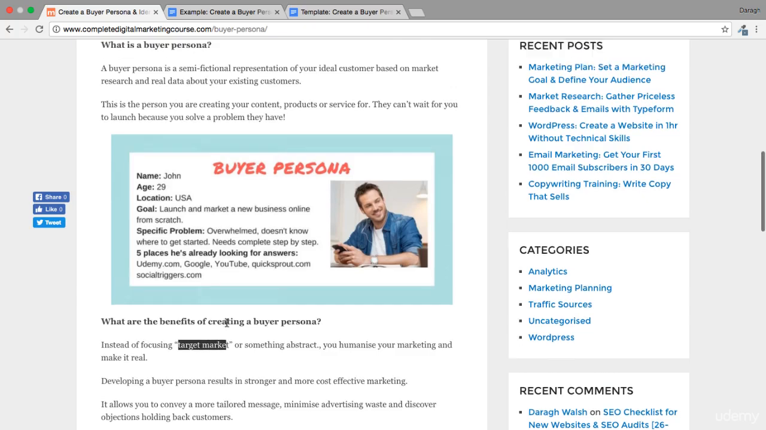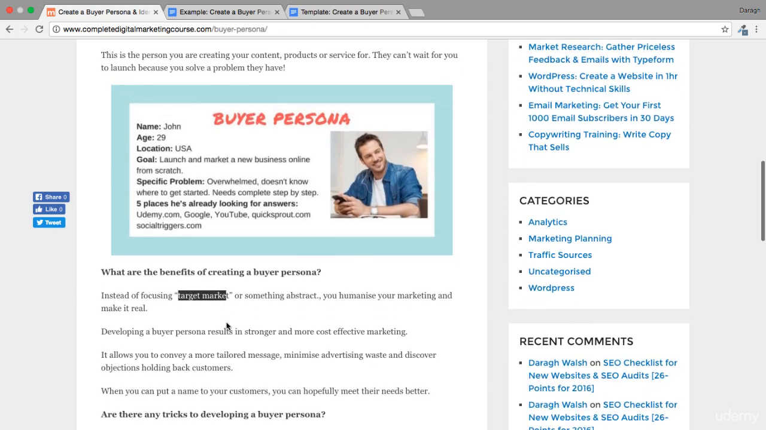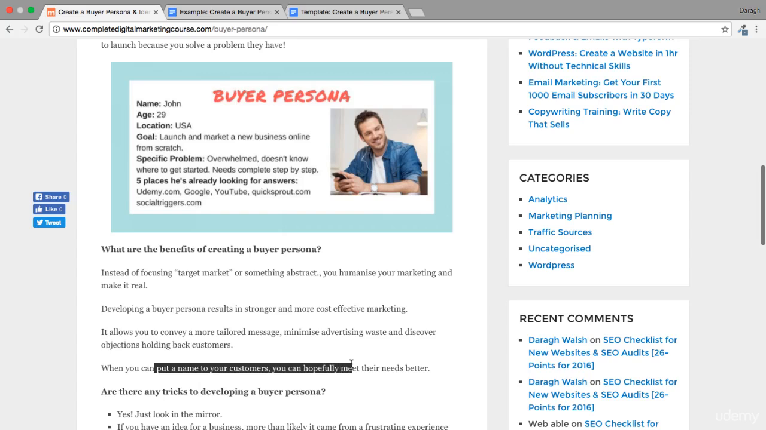So the buyer persona is just an exercise to humanize things, to make it real for you, and as a result you can make better products and have stronger and more cost-effective marketing, because you've got that more tailored message. You're minimizing all that waste instead of targeting lots of different people, and you can discover what objections are holding customers back once you focus in. So it's an exercise in focus, and when you put a name to your customers, it just makes the whole process a lot easier for you.